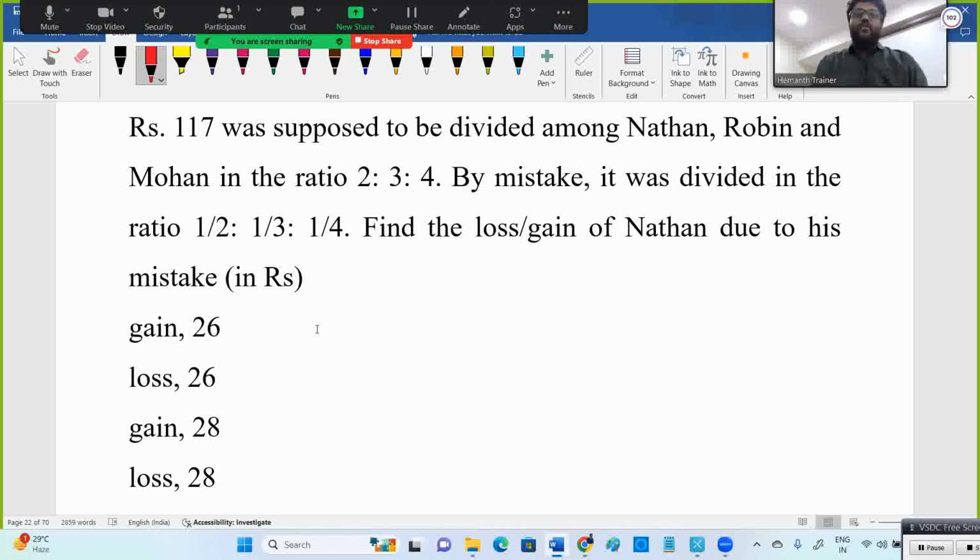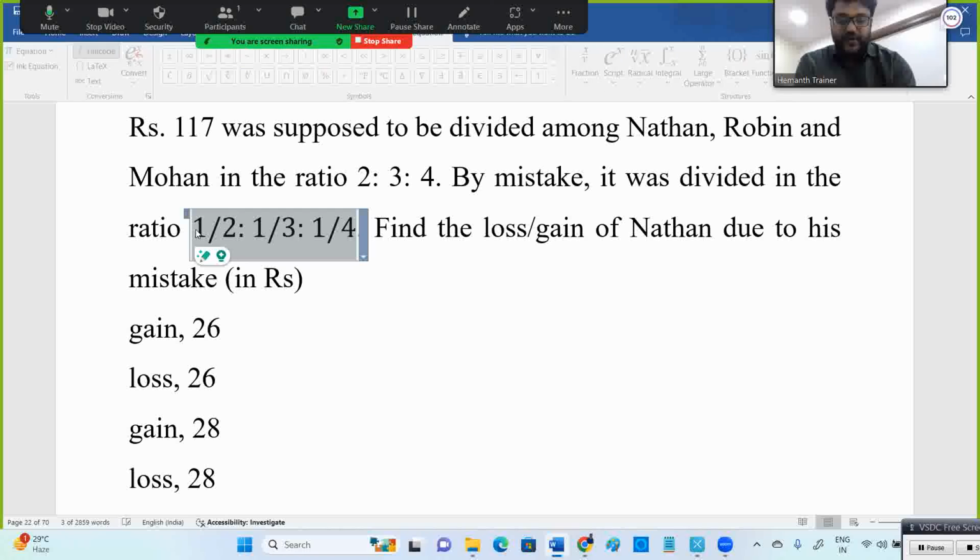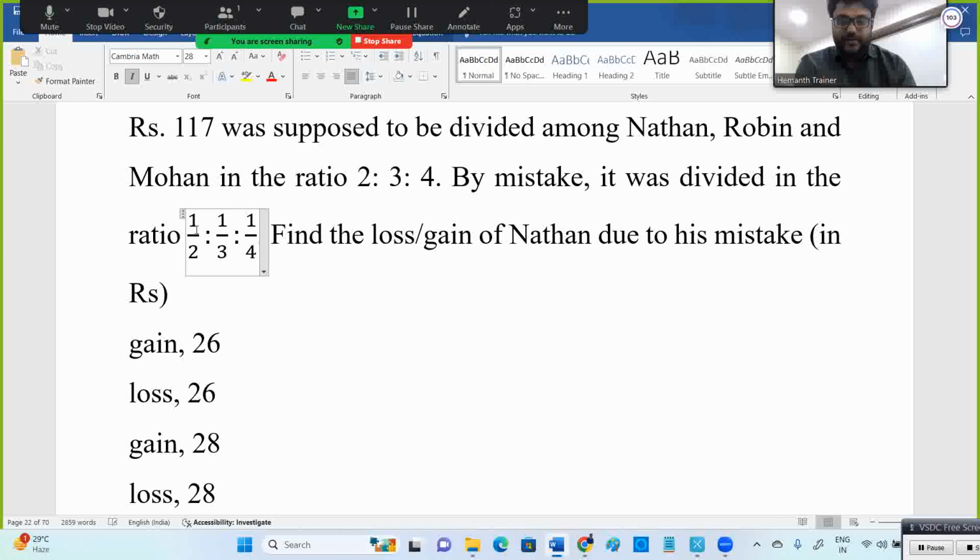117 rupees was supposed to be divided among Nathan, Robin, and Mohan in the ratio 2 is to 3 is to 4. But by mistake, they redistributed it in the ratio 1 upon 2, 1 upon 3, 1 upon 4. Now, due to this mistake, does Nathan get a profit or a loss? If it is profit, how much profit? If it is loss, how much loss?